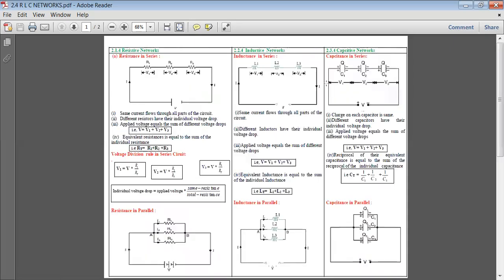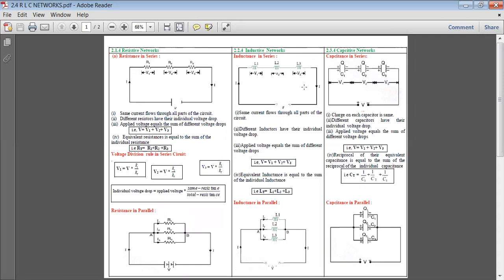Now come to the capacitance. Capacitance in series. Now take three capacitors C1, C2, C3 connected continuously. What does connected continuously mean? It means that the second terminal of C1 is connected to the first terminal of C2, and the second terminal of C2 is connected to the first terminal of C3, like this. This is called a continuous connection.